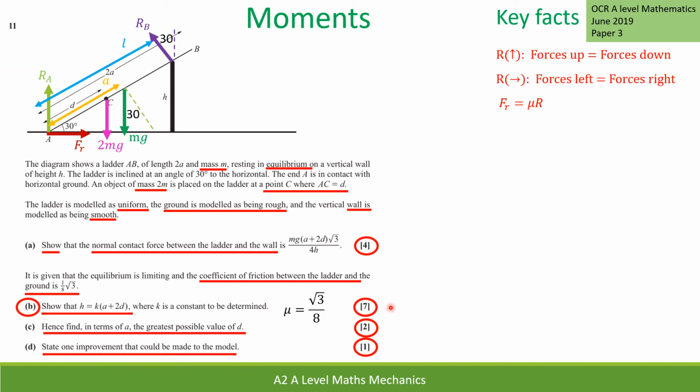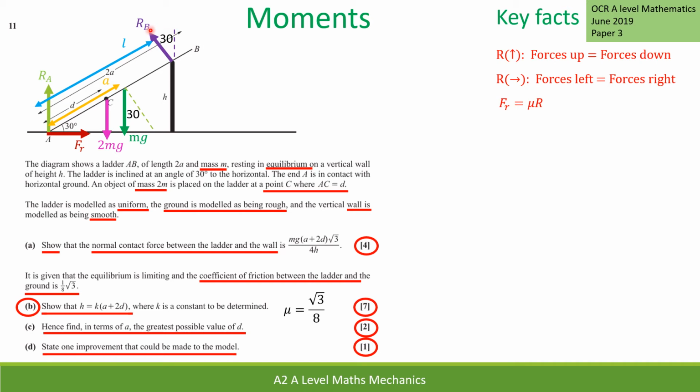So to start with, we're going to look at resolving up and down. So going up, I've got RA going up, nice and easy. Going down, 2mg and mg, again, nice and easy. The one going to the right, the friction, we can just ignore. So the one that's more tricky is this RB force up here. So I need to know what component of RB is acting up.